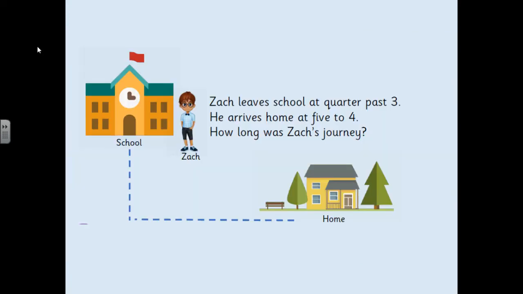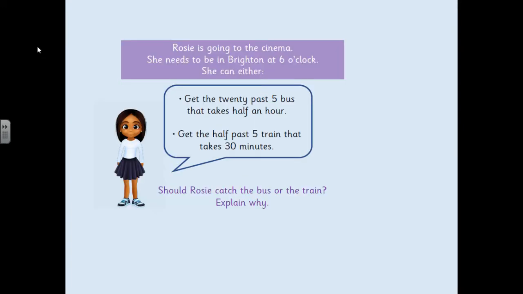Okay. Right, I would like you to be doing this in your workbooks or your worksheets. Now, Zach leaves school at 3:15. He arrives home at 3:55. How long was Zach's journey? Please have a go at it. It took 40 minutes for Zach to arrive home, so his journey was 40 minutes long. If you got that, well done. But let's look at the next question here.